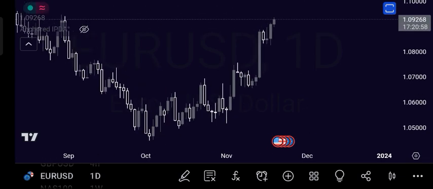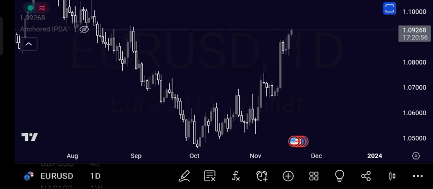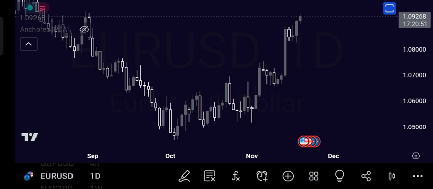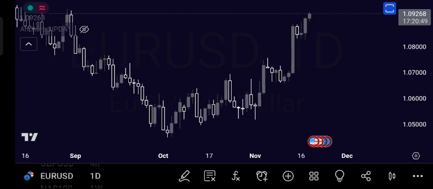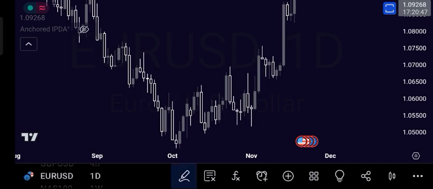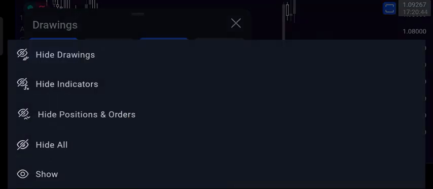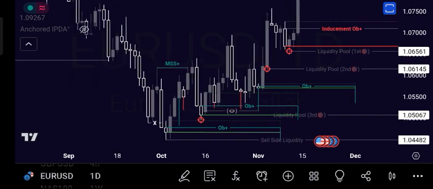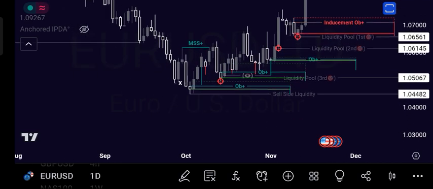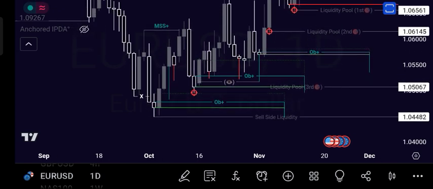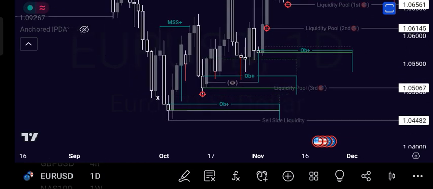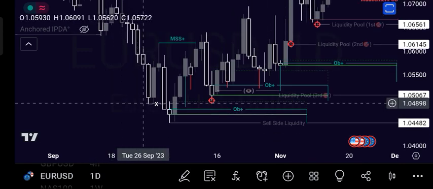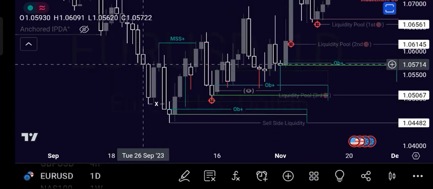So we would like to cover this one about positional trades and an in-depth guide about inducement order blocks and high probability order blocks. First things first, let's show the drawings, and there you go. In order to find a high probability order block, let's talk about this order block theory from ICT. First things first, we need a major high and a major low.